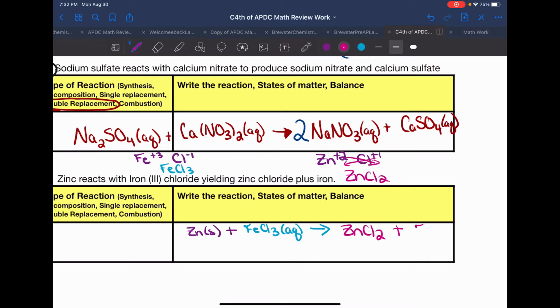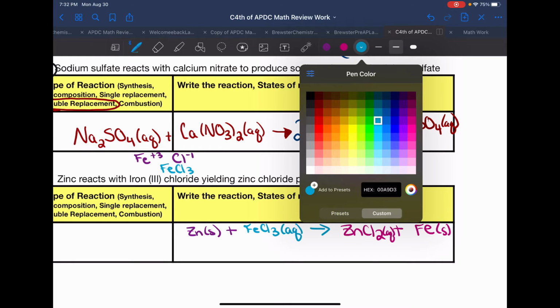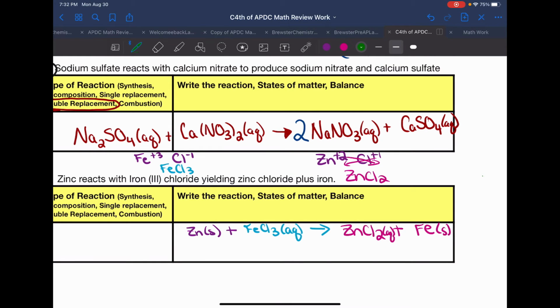And we get iron out by itself. So the iron's going to be your solid. This is going to be your aqueous. Okay. And now the last thing we have to do is balance. So zinc, I got 1 and 1. I got 1 and 1 iron, but I have a different number of chlorine.